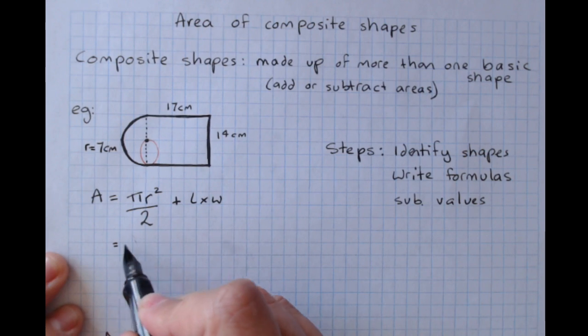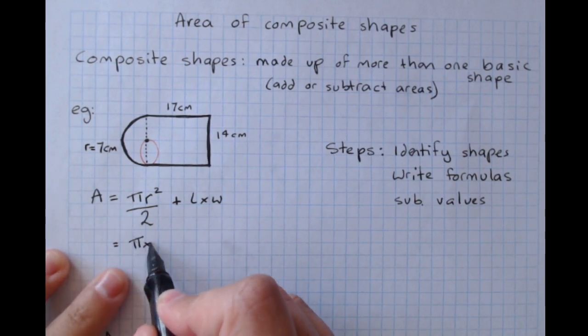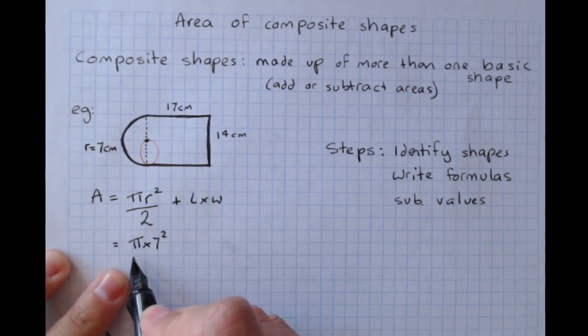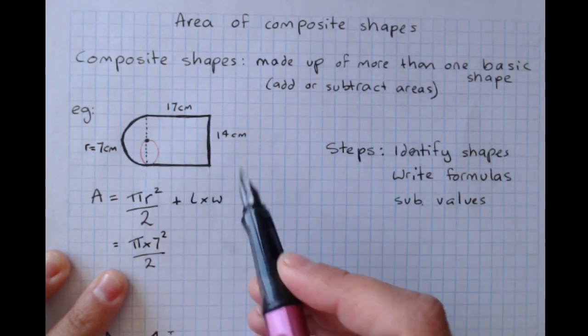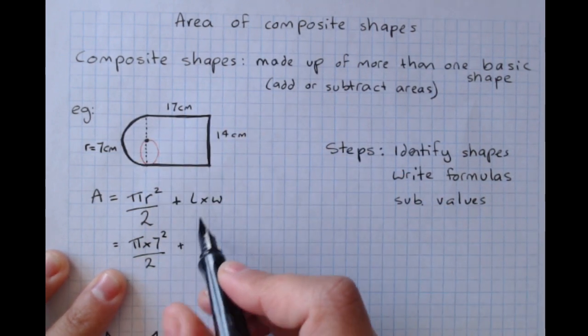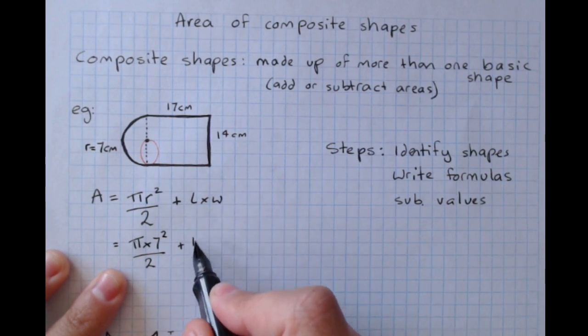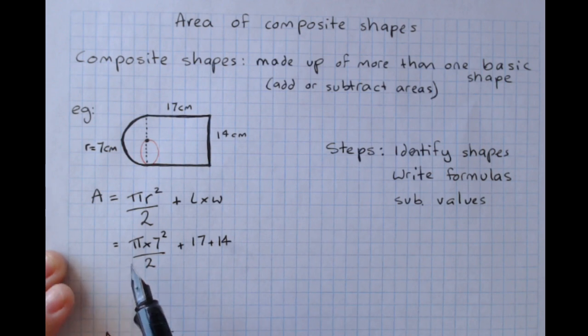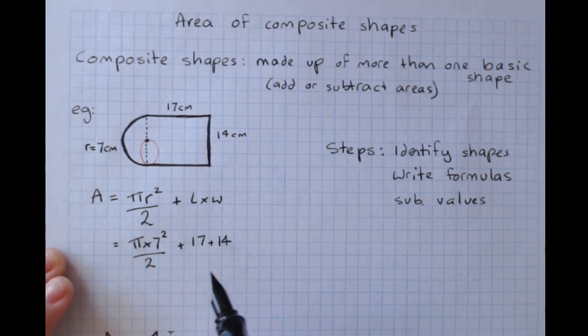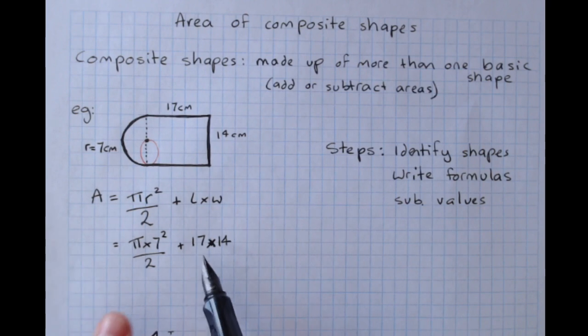So the area then is pi times 7 squared divided by 2. That's for the semicircle. Plus length times width, 17 times 14. And you would then likely work those out separately. Careful, that's a times, length times width, sorry about that.